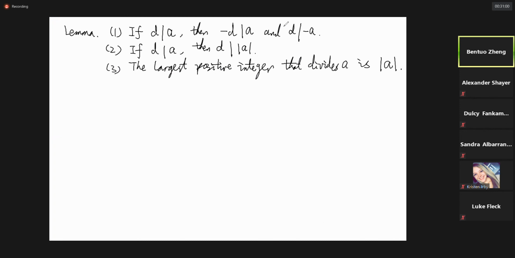Okay, so let's look at the proof. So the first one for the lemma just says if you have D as a divisor of A, then negative D is also a divisor of A. On the other hand, if D is a divisor of A, then D is also a divisor of negative A. So you can put signs in front of divisors or in front of the original number, so the divisibility still keeps.